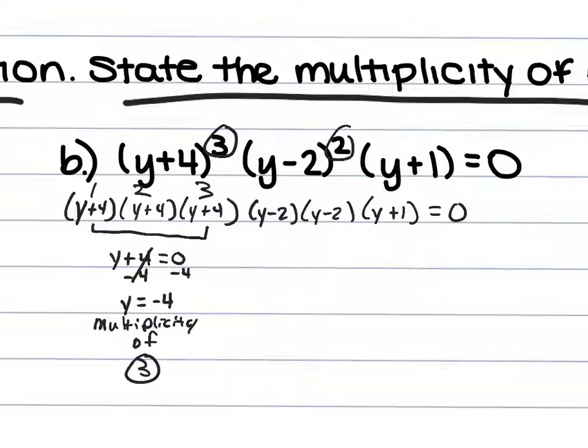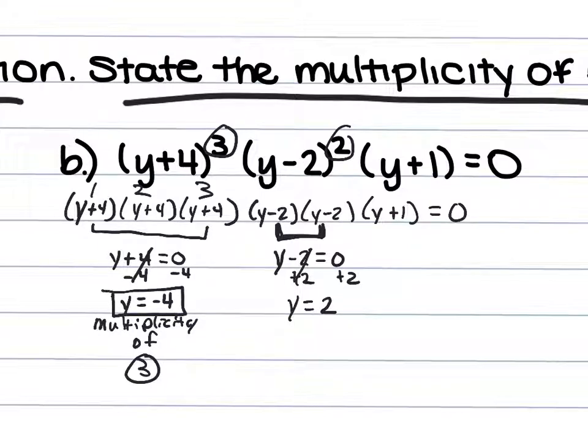Now y minus 2 equals 0. That happens twice. So we're going to add 2, we're going to add 2, and we get y is equal to 2. So y equals 2 and y equals -4 are both answers. Y equals -4 has a multiplicity of 3, and y equals 2 has a multiplicity of what? Of 2. It happens twice.